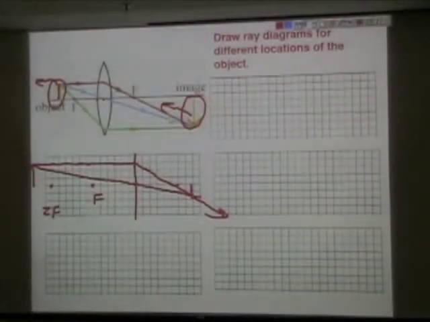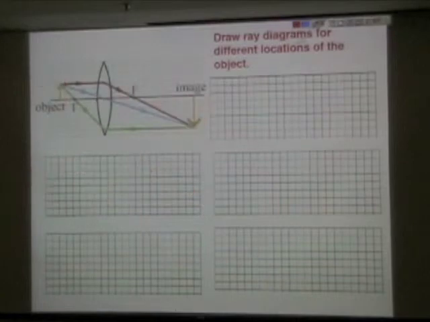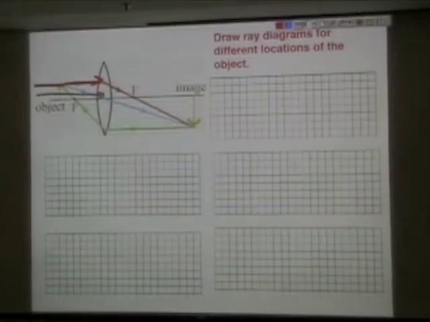Well, where do you think is going to be the image formed when the object is infinitely far away? When the object is infinitely far away, there is no angle anymore between the rays traveling from the object. All rays are parallel, and parallel ray travels through the focal point. So the image is going to be at the focal point, and it's going to be very, very small.